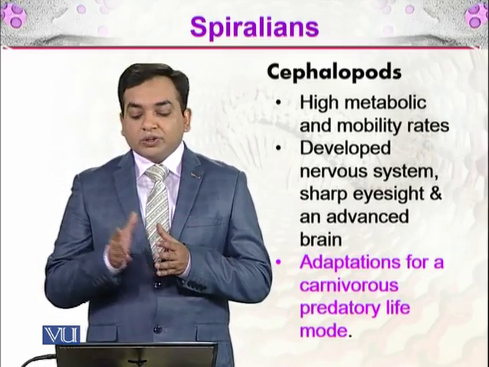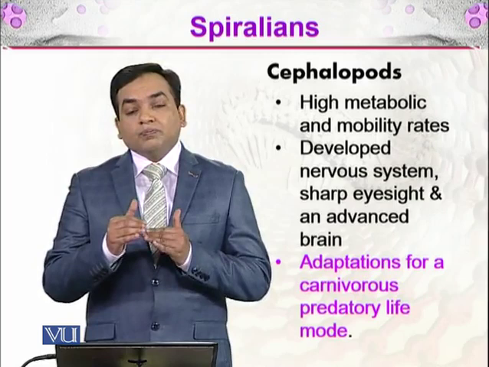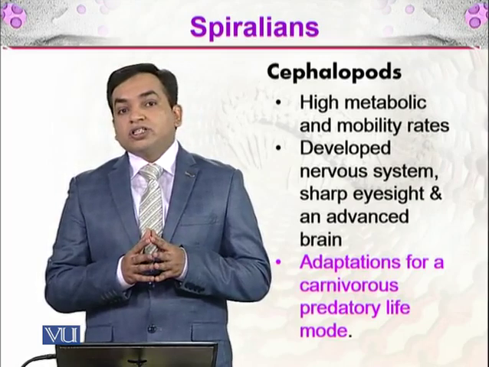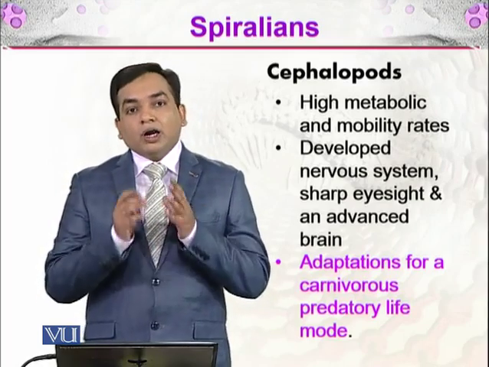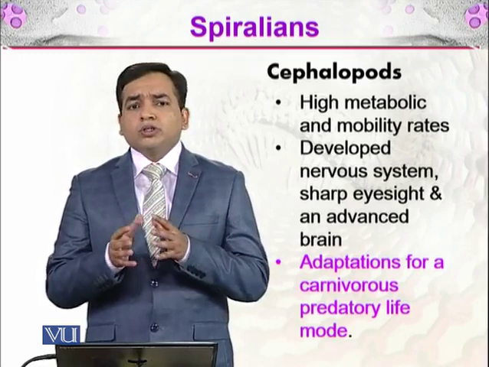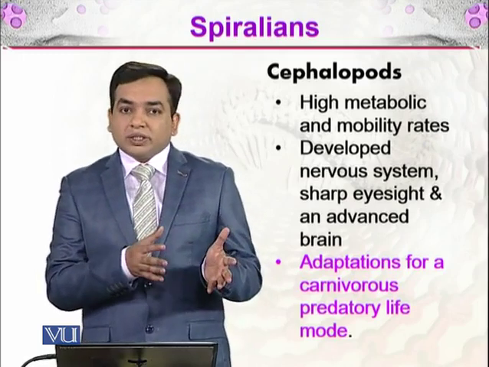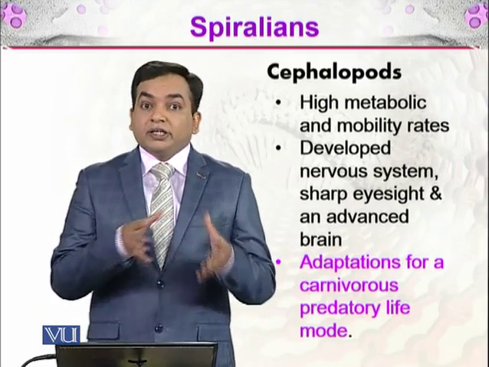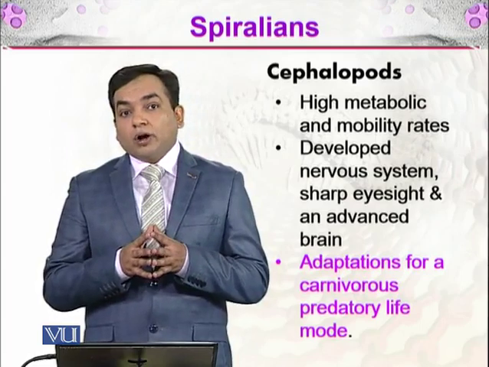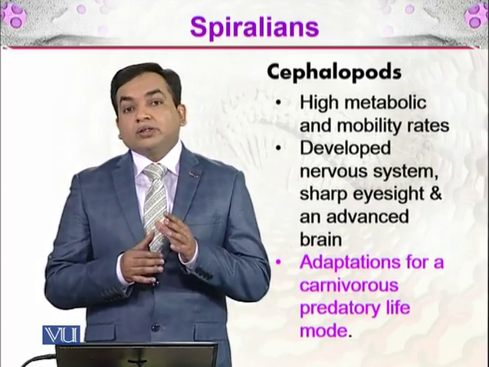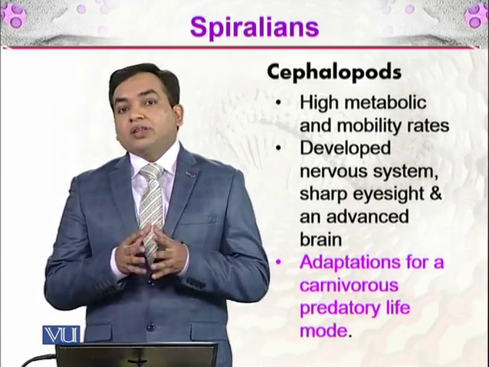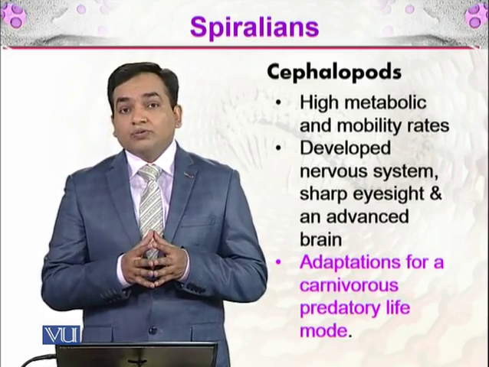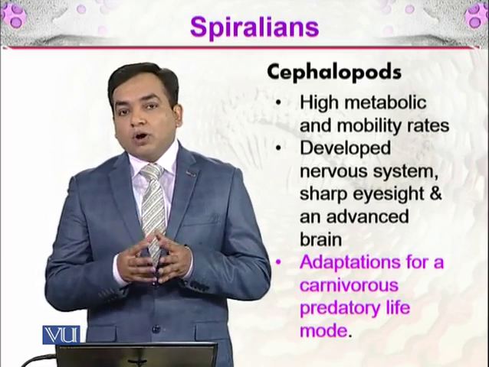And they have adaptations for a carnivorous predatory life mode. Higher metabolic rate and mobility are the things related to organisms with predatory behavior. Herbivores do not move very rapidly because plants are sessile. But a carnivore will move rapidly because it has to outrun its prey. So these cephalopods are well adapted in that way, chasing their prey, and that's why they have very mobile and motile life forms.